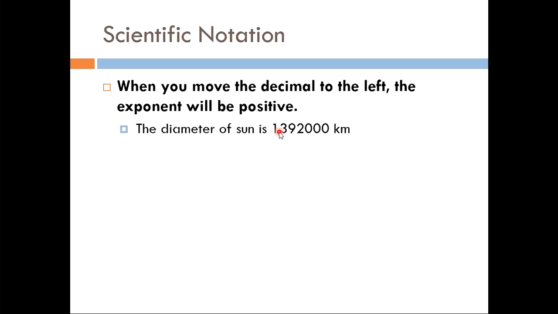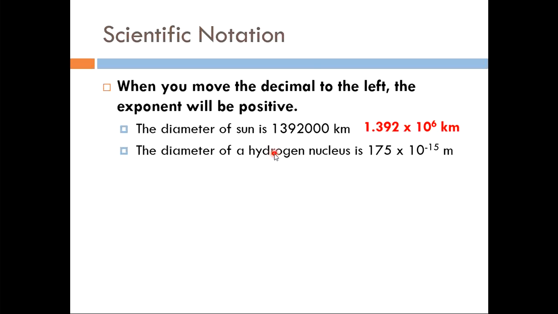So how many times do we move this decimal over? 6 times, so we rewrite this number as 1.392 times 10 to the 6. How about this one? The diameter of a hydrogen nucleus is already in scientific notation. However, this is not proper scientific notation. Why not? Because proper scientific notation should only have one number to the left of the decimal. How do we make this number into proper scientific notation?